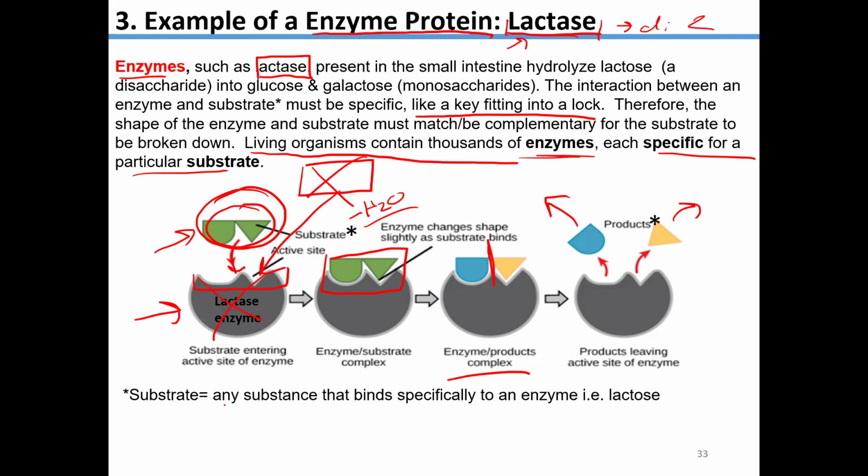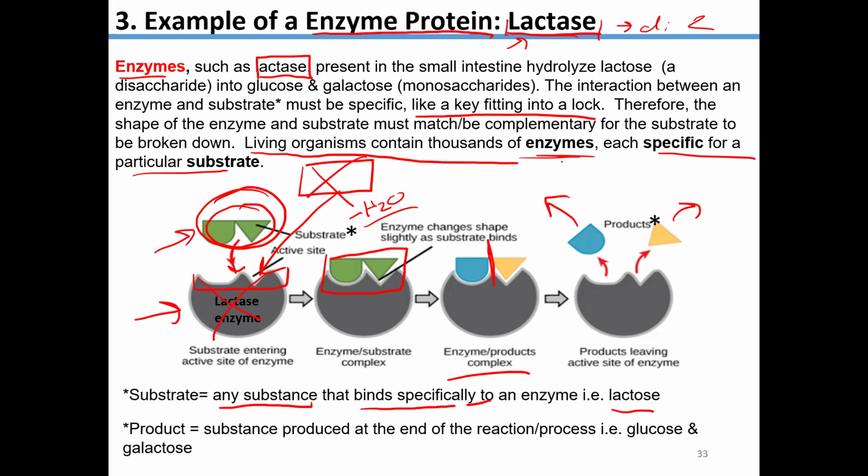So a substrate is essentially any substance that binds specifically to an enzyme. An example is lactose with lactase. The product is just what's being produced. So again, this was our substrate, and this is what was produced, our product. In this case, we're taking our lactose and breaking it apart into two individual carbohydrates, our monosaccharides. Products are substances that are produced at the end of the reaction or process. In this case, we're taking our lactose and producing our glucose and our galactose.